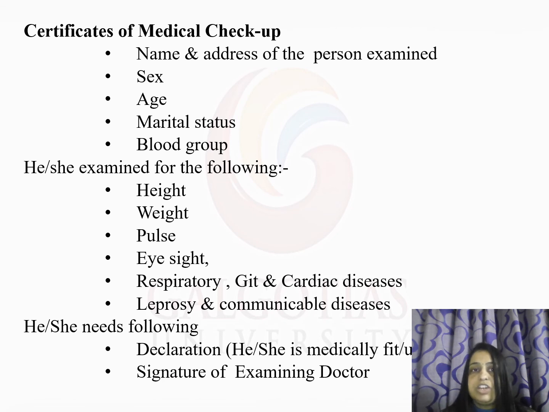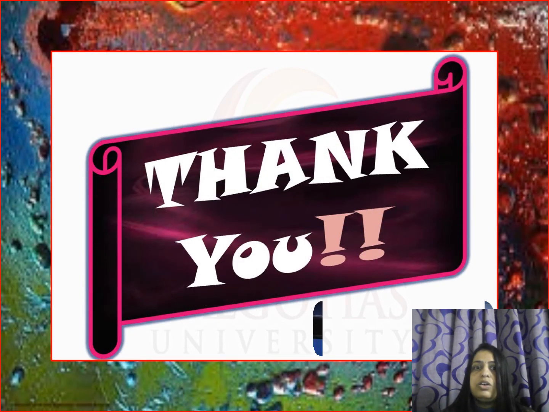Then the certificate of medical checkup: name and address of the person examined, sex, age, marital status, blood group. Then the test means the following parameters should be checked for that person, which include height, weight, pulse rate, eyesight, respiratory and GIT or cardiac diseases, leprosy and communicable diseases. Then a declaration should be there that he or she is medically fit or unfit, and the signature of the examining doctor. So all these come under the responsibilities, training and hygienic condition of the personnel.